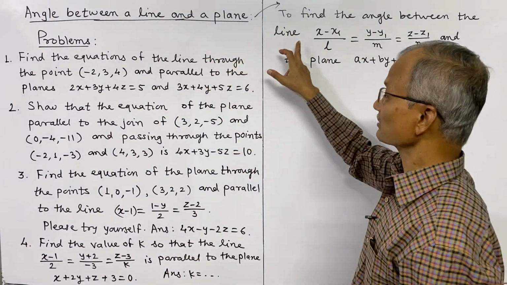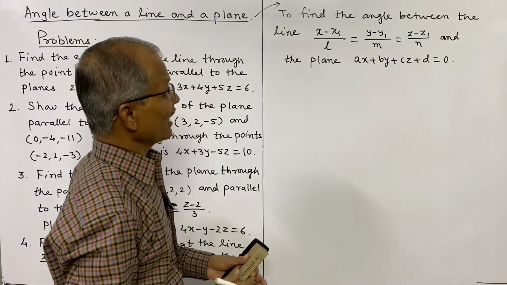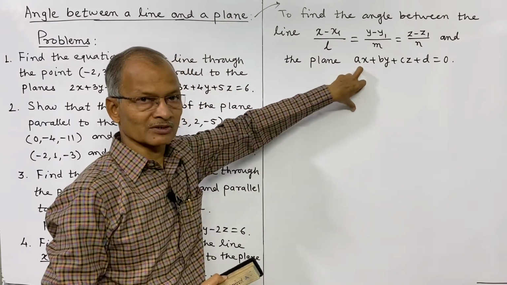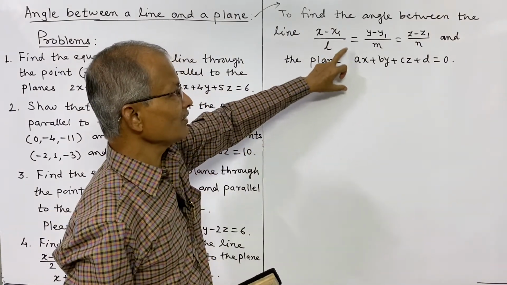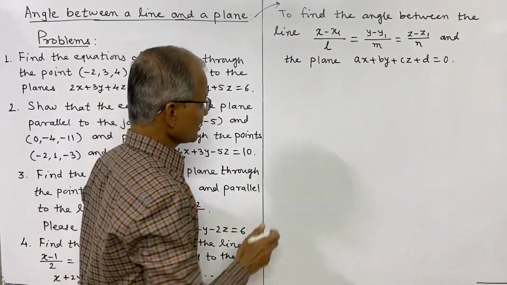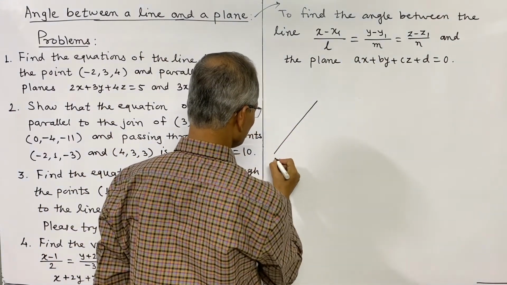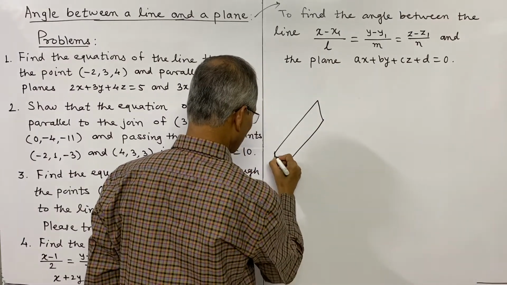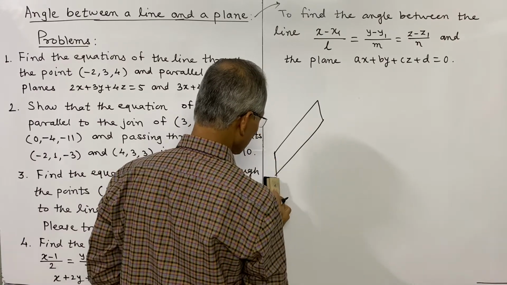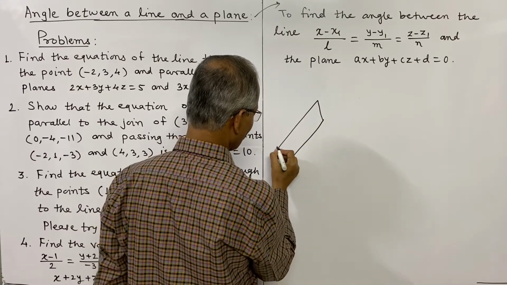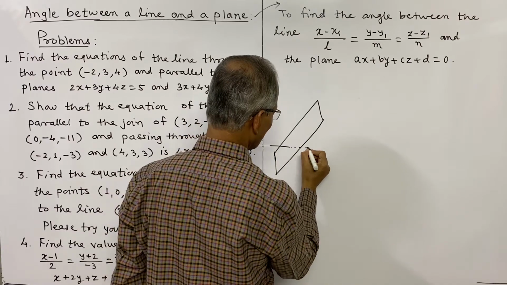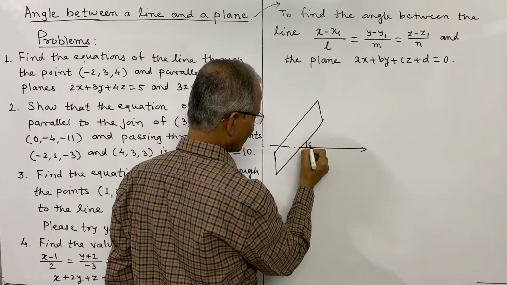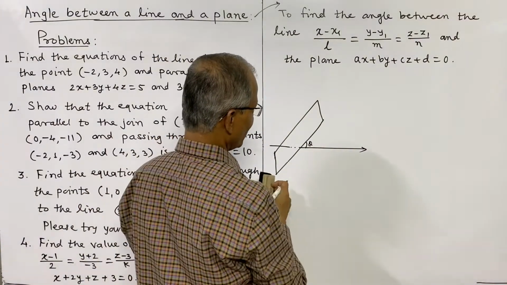First we shall see this derivation, that is to find the angle between this line which is in symmetrical form and this plane which is general form of equation of plane. Now how to find the angle between the line and plane? The result is simple. Suppose this is a plane and suppose there is a line which intersects this plane. See, this is the line which is intersecting this plane. Now we want to find this angle. This angle is theta, angle between line and the plane.